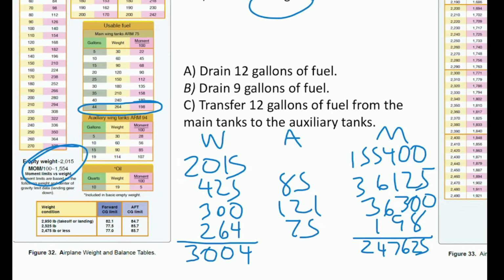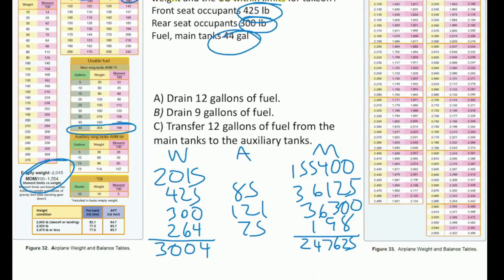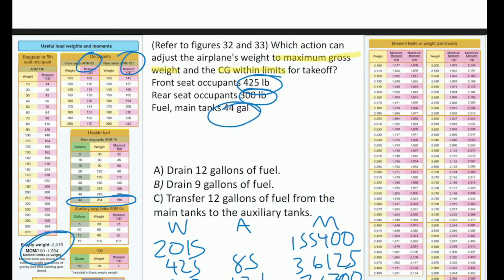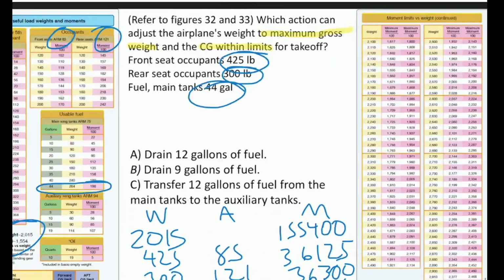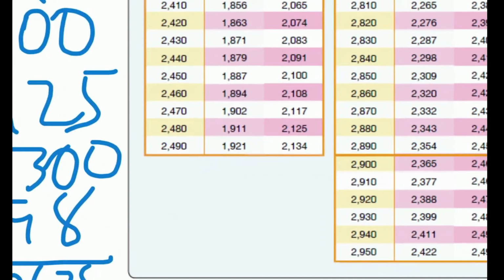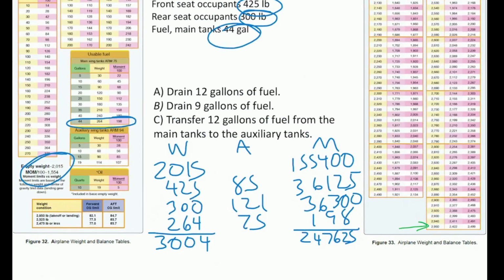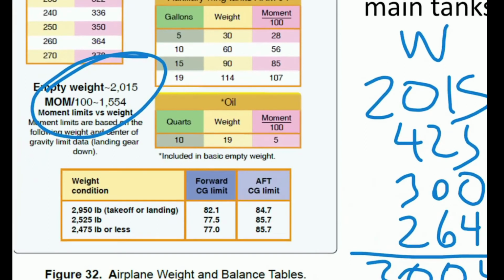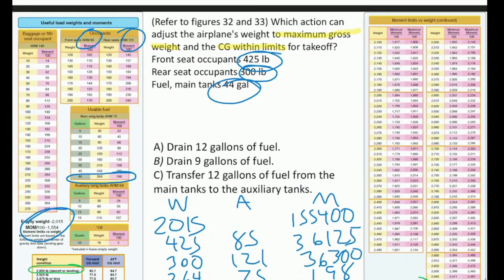Okay. So first, now that we did that, let's re-look at what the question asks. Which action adjusts the airplane's weight to maximum gross weight? Well, what is maximum gross weight before we get too much into it? Well, max gross weight, you can see here, is 2950. Weight condition 2950 is also there. Let's see if it says it anywhere else. All right, well, there you go. 2950.